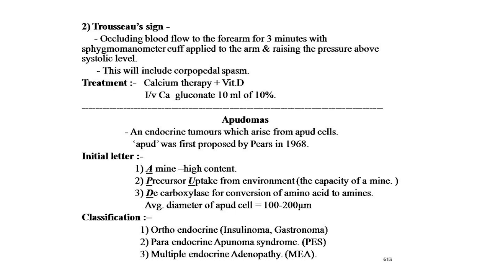Next point is APUDomas, endocrine tumors which arise from APUD cells. APUD was first proposed by Pearse in 1968. The initials stand for amine precursor uptake and decarboxylation: the capacity to take up amine precursors from the environment, and decarboxylase for the conversion of amino acid to amine. Average diameter of APUD cells is 100 to 200 nanometers. Classification: orthoendocrine, insulinoma and gastrinoma; paraendocrine; adenoma syndrome; and multiple endocrine adenopathy, MEA.